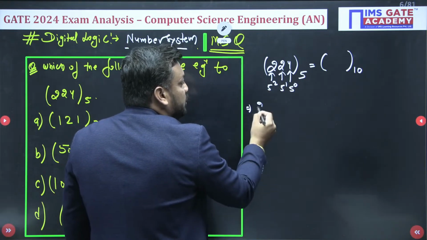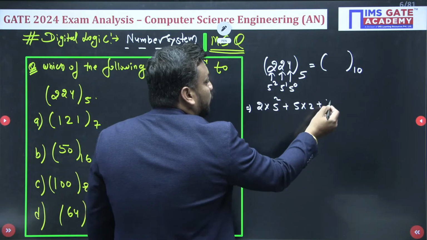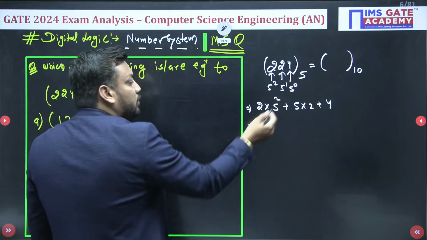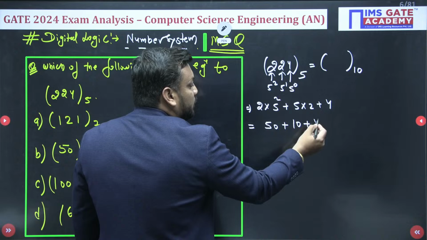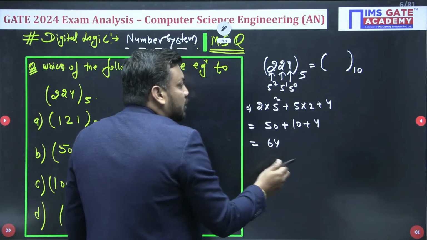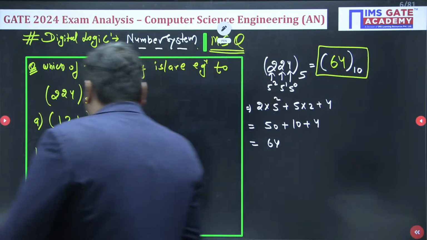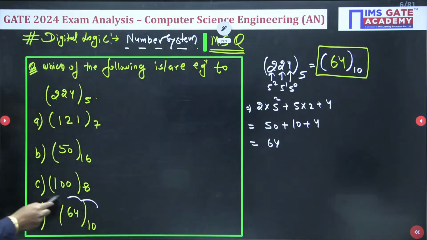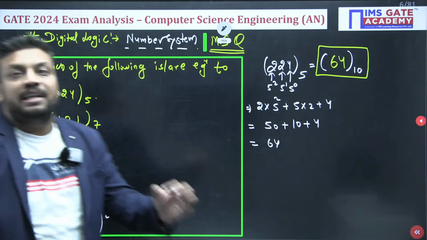So when you do this, you get 2 into 5 squared plus 5 into 2 plus 4 only. 5 squared is 25, into 2, you will get 50 for sure. 5 twos are 10, and plus 4. So the answer is 64. As far as the decimal equivalent is concerned, it is 64 only, and exactly it is mentioned in option D. So it was an MSQ, so definitely option D is correct.